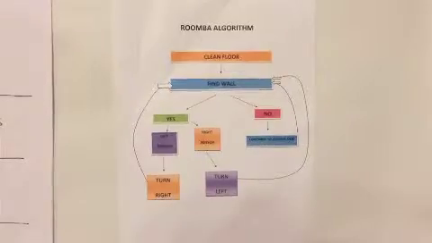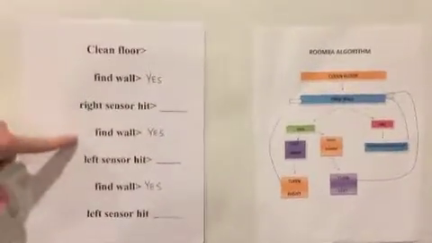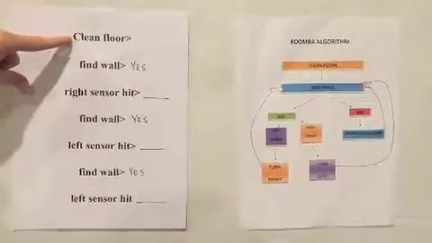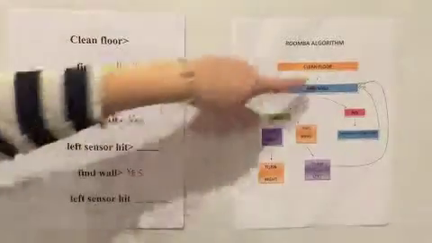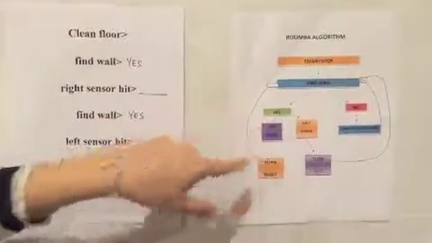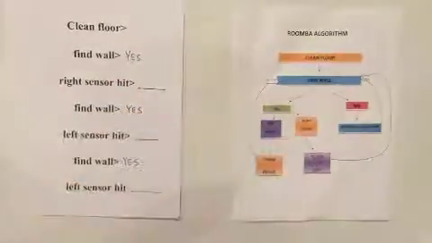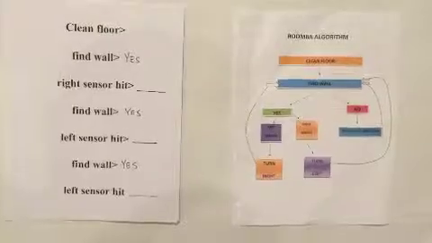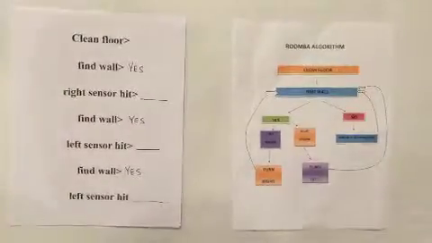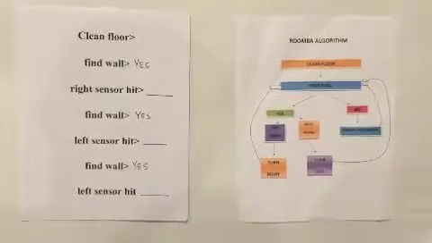So you've seen the algorithm, we know how it works. Now let's practice. So here is a little exercise I've made up. We'll start with cleaning the floor, then it'll find a wall. So we'll go down, clean floor, find a wall, and this one it did. So yes, and then the right sensor hit, right sensor, and I'll let you fill in the blank here in just a moment. But that's how this exercise will go, and I'll let you finish that out. We'll take a little pause. You can pause your video while you finish out this exercise real quick.